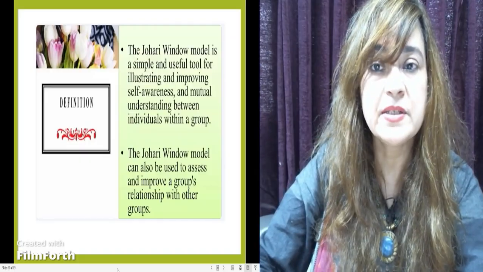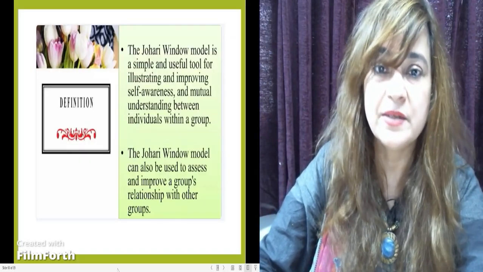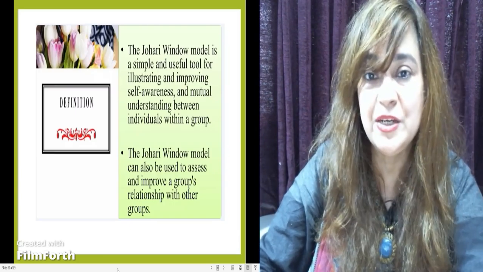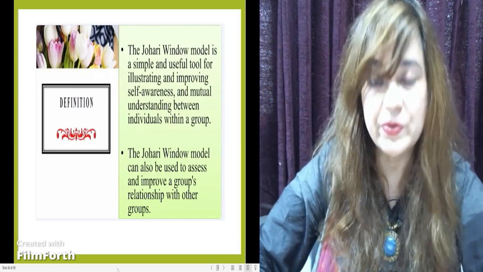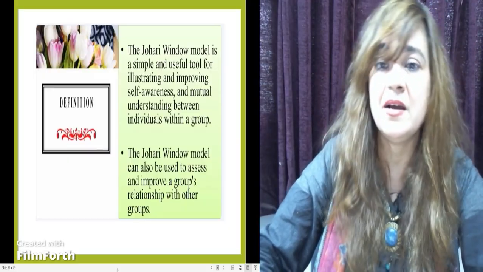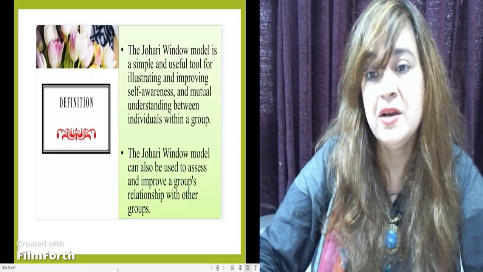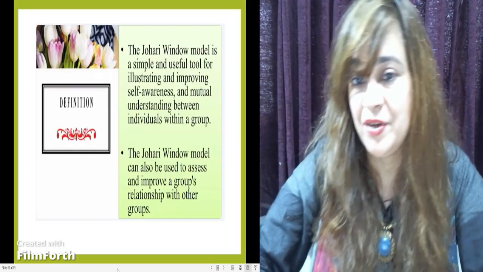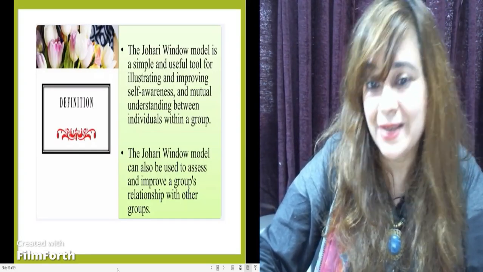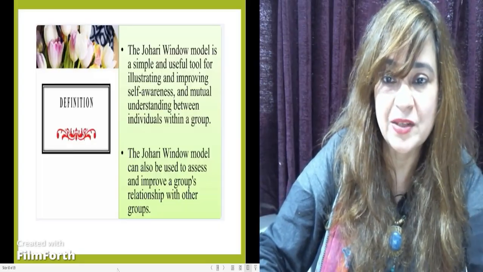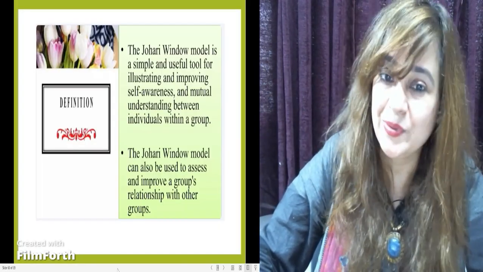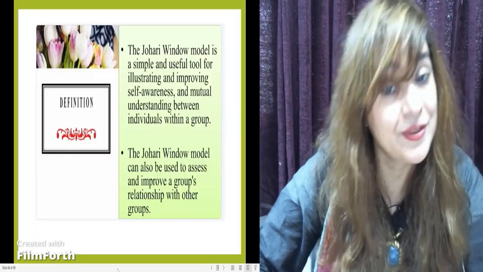We now need to understand that the Johari model is very simple, and it's a tool for illustrating and improving ourselves. We need to know ourselves. We need to be aware of ourselves, and it always comes with mutual understanding, with ourselves and between a group of people with whom we come across in our everyday life. So we are able to assess and improve our relationship. It has to do with the improvement in our relationship with ourselves, as well as with the others with whom we are associating in a group.